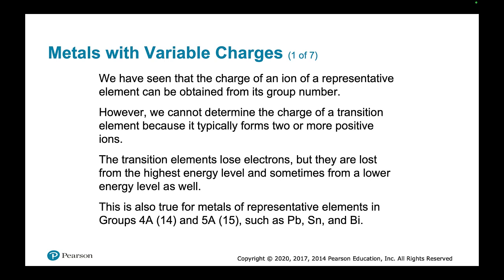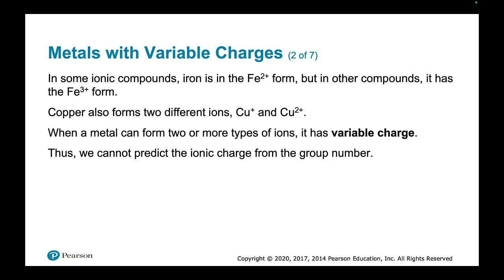It's also true for metals of representative elements in group 4A and 5A. Most notably for us, lead and tin are 2 examples of representative group elements that can have more than 1 charge. So if we have elements that can have more than 1 charge, we have to indicate what that charge is, because something like iron 2 oxide is going to be a different compound from iron 3 oxide, and so we need to have a way to distinguish that.